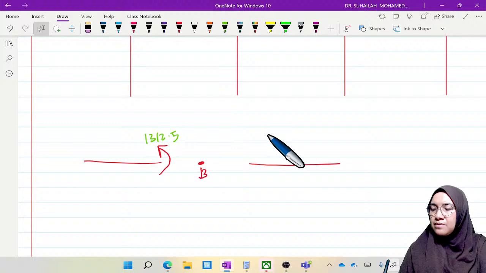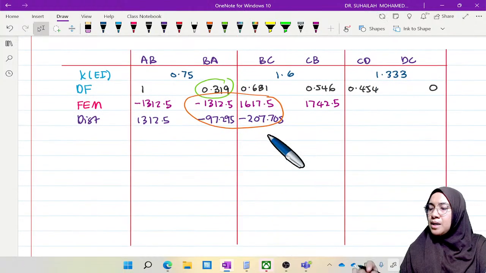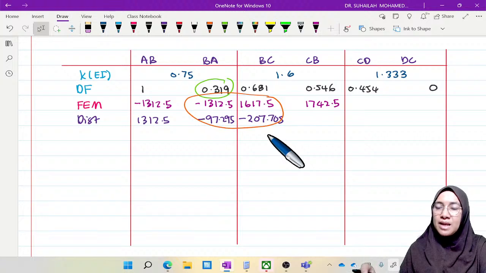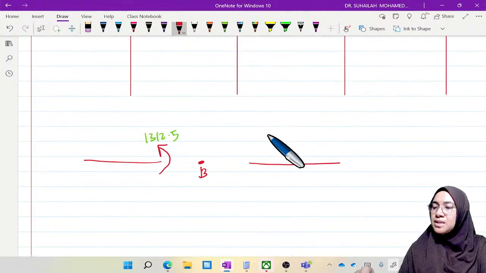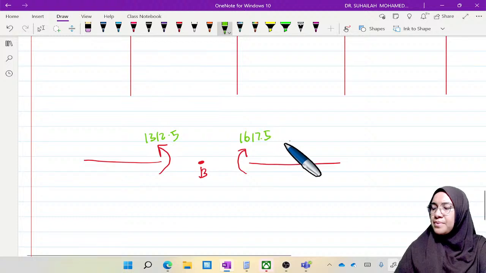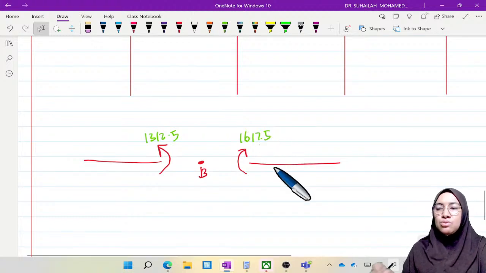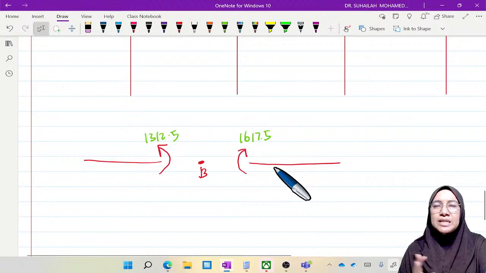Get negative. At the moment, the other one is 1617.5, positive. 1617.5 is positive. Okay, this is 1617.5. And these two are actually member and moment.